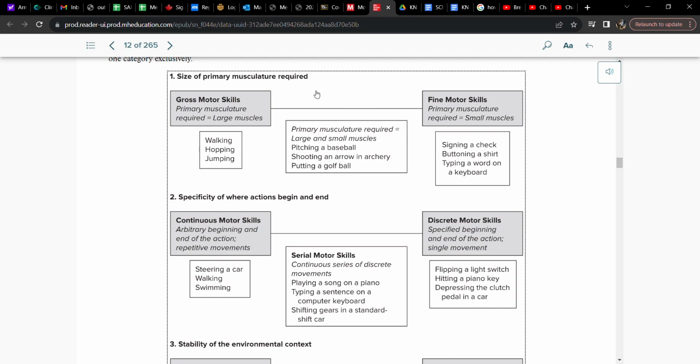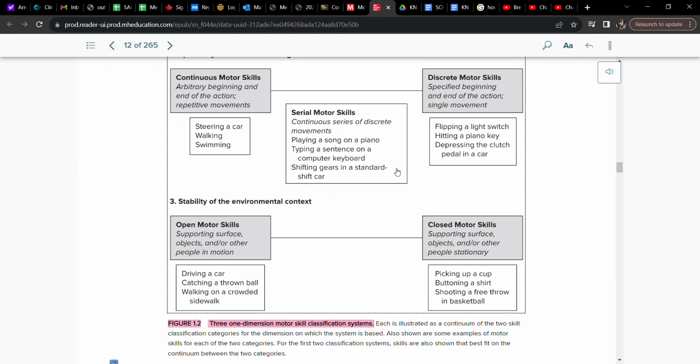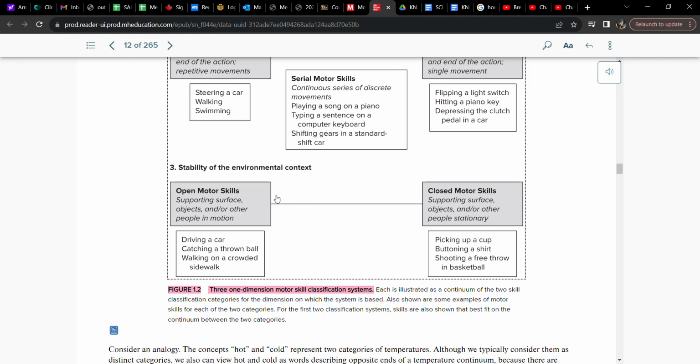We also have the one I talked about at the very beginning, gross versus fine motor. Your gross motor skills are bigger muscles. Your fine motor skills are smaller muscles. So you can start distinguishing those two skills apart from each other. And then finally you have open motor skills and closed motor skills.